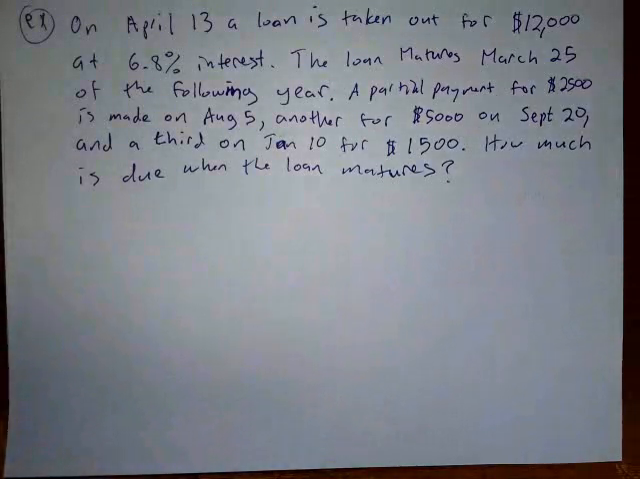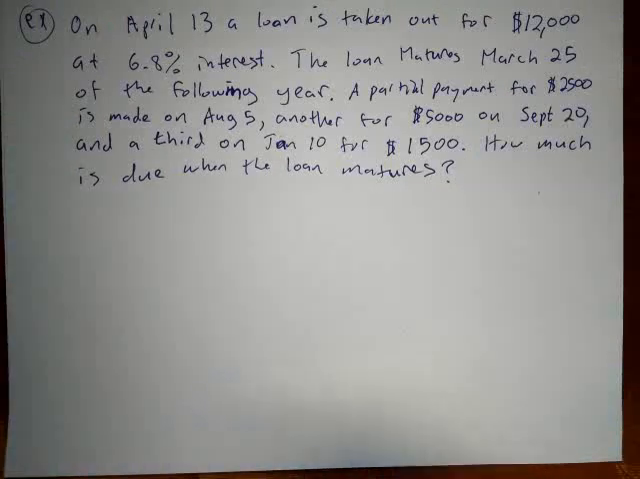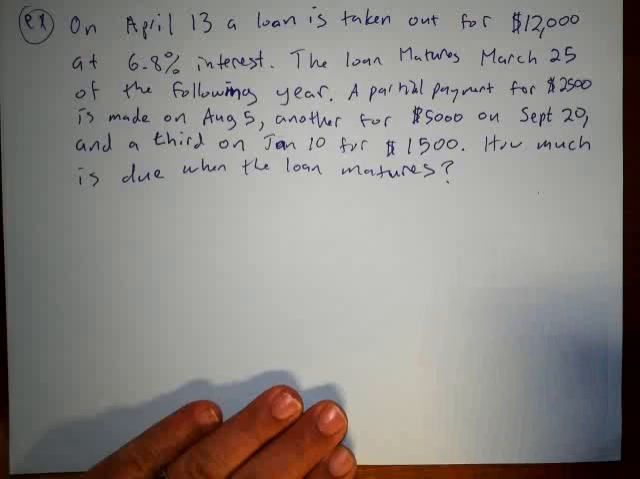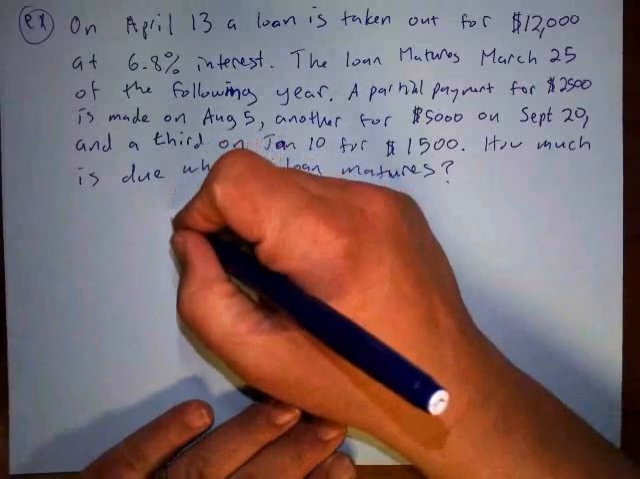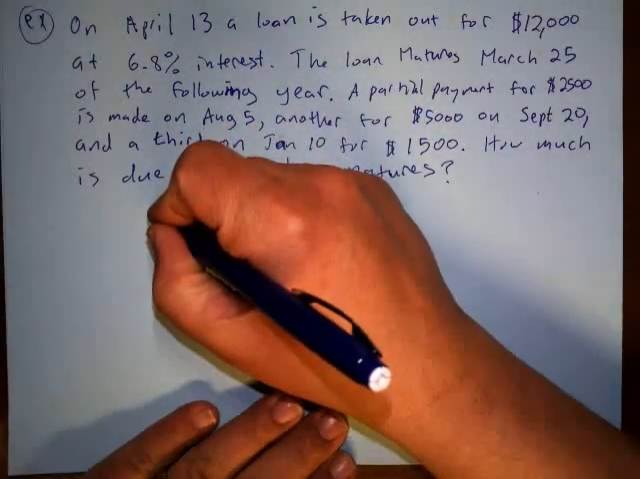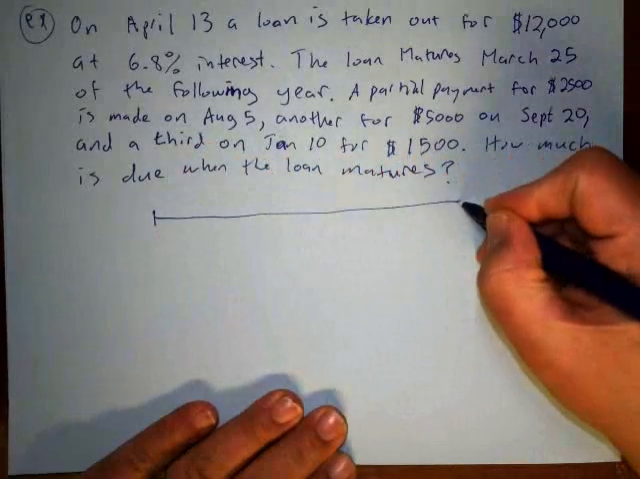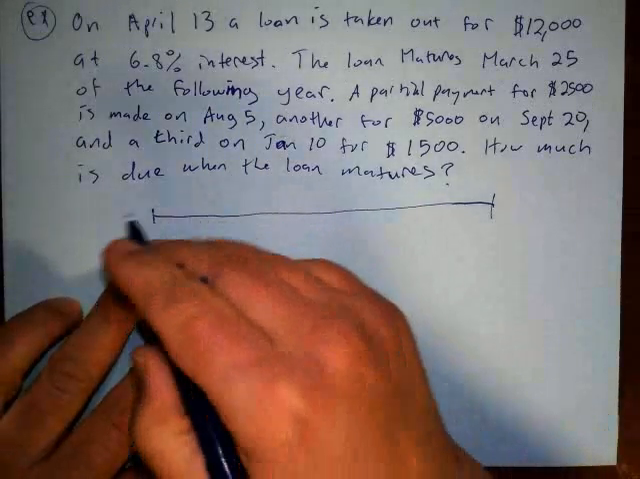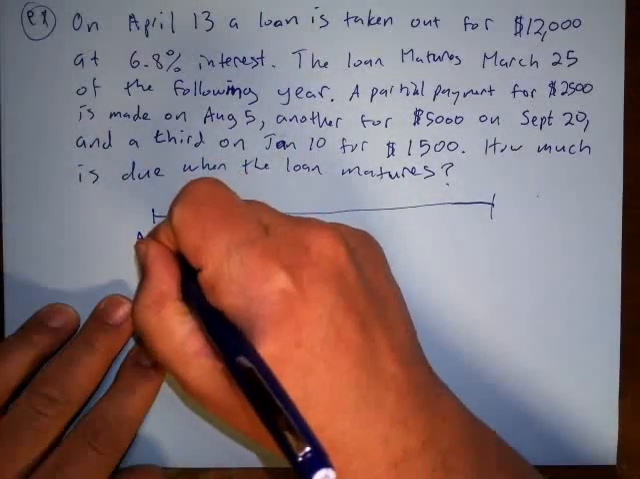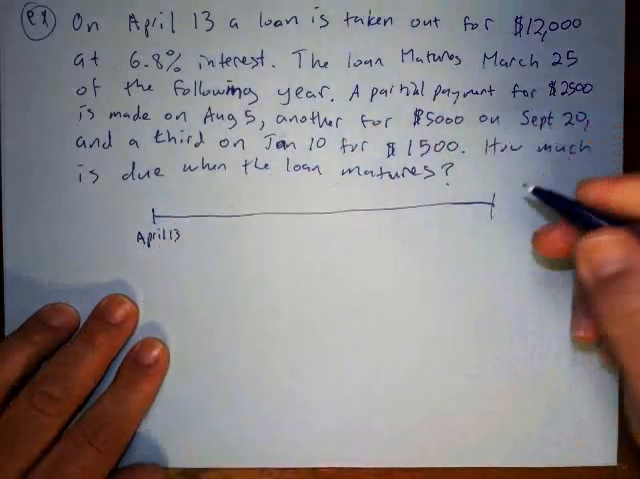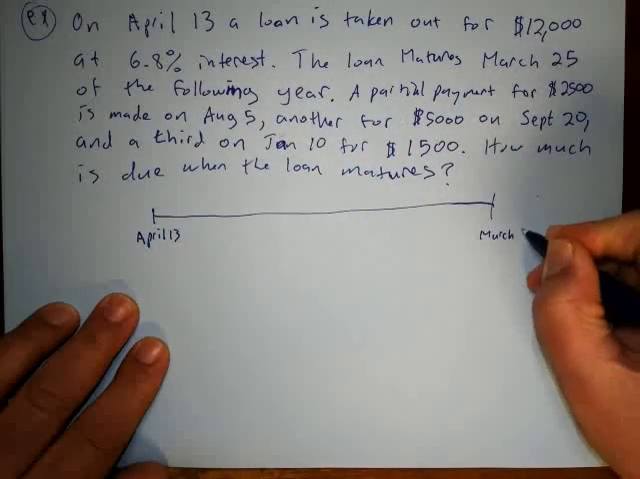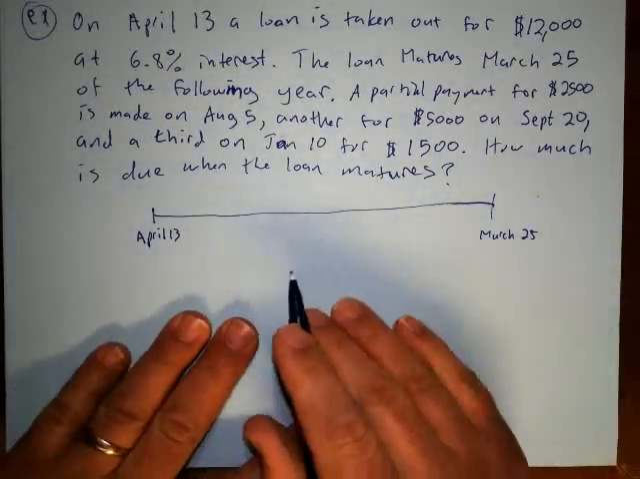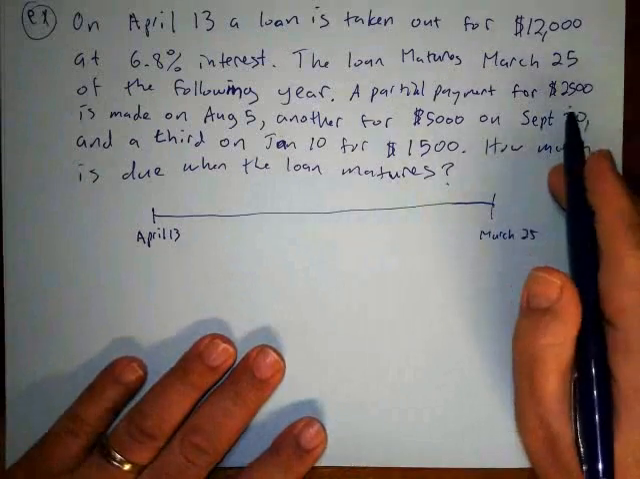Okay, so hopefully it went well. What I'm going to do is go ahead and solve this problem, and you can check right along your own work. So I'm going to make a nice long timeline with 3 partial payments, and it starts April 13th and it ends March 25th, and clearly that has to be March 25th of the following year, and there's going to be 3 partial payments here.